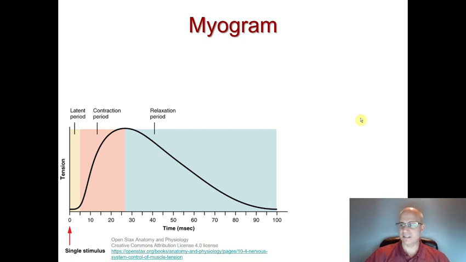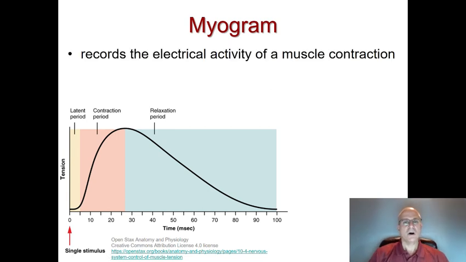The graph that results from an experiment like this is called a myogram. And if you look on our x-axis here, this represents time in milliseconds, and a millisecond is 1,000th of a second. So we're talking really short periods of time here. And on our y-axis here, this represents tension on the muscle. The higher up you go, the more tension, so the more the muscle is contracting. So a myogram is going to record the electrical activity of a muscle contraction.